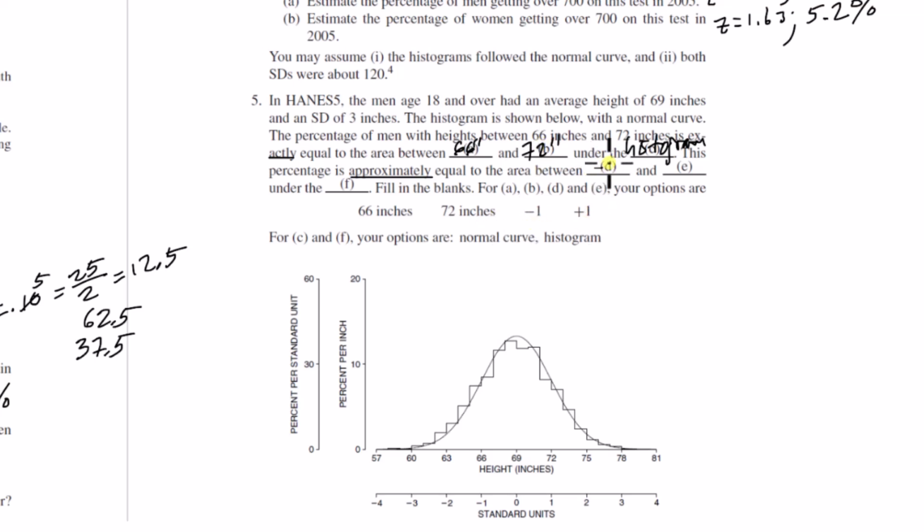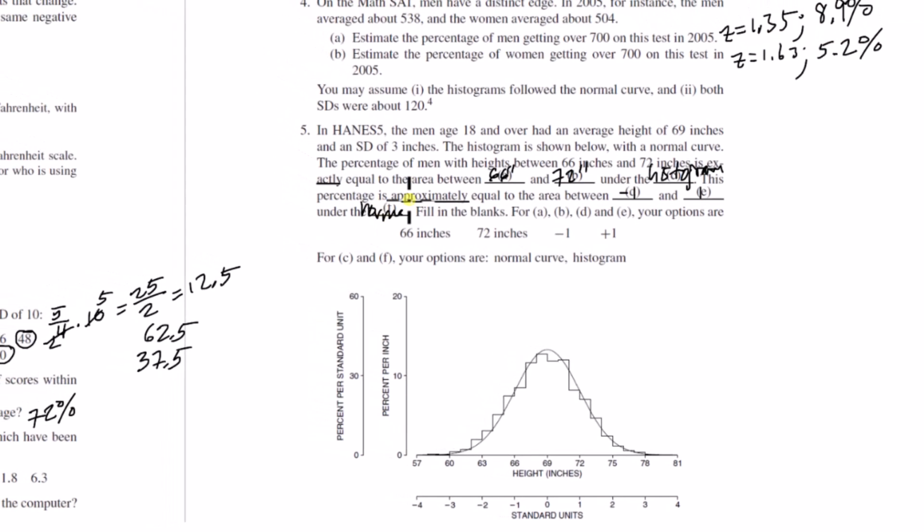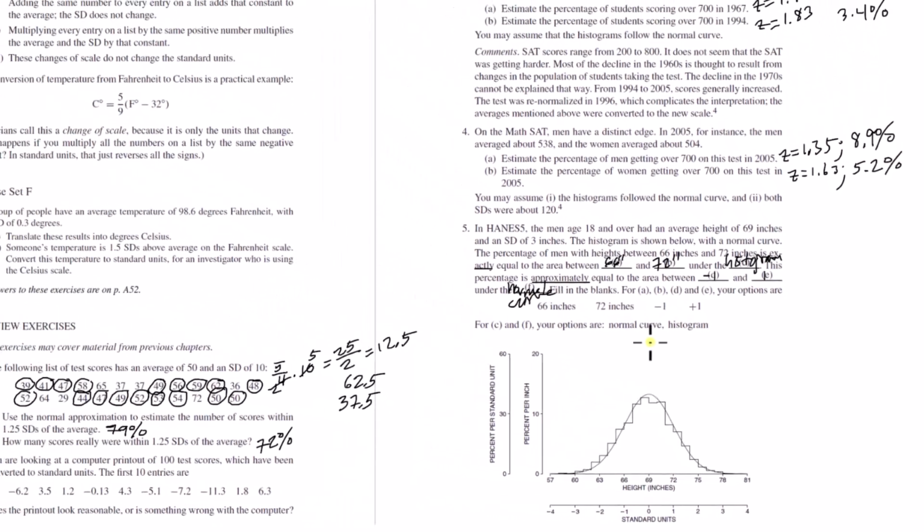So I'm assuming this must equal, if the average is 69, and then 4 inches above, or no, okay. The average height is 69, standard deviation is 3 inches. Oh, this is 72, yeah. 3 inches above and below, one standard deviation is 3 inches. So -1 and 1, under the normal curve, you convert to standard units, and calculate the area under the normal curve.